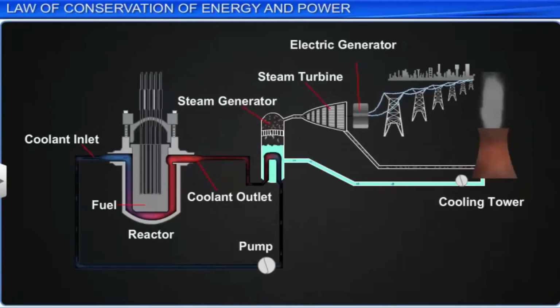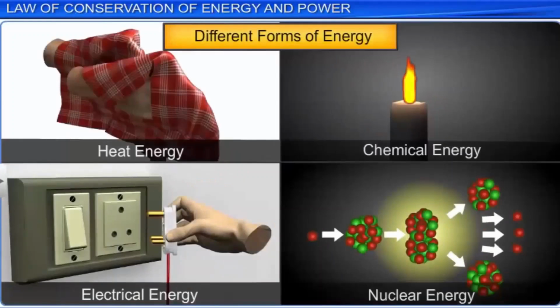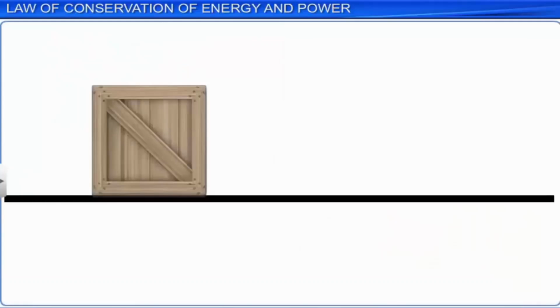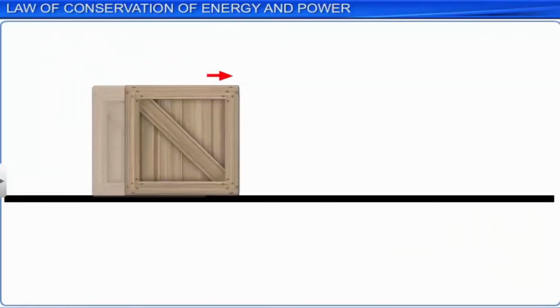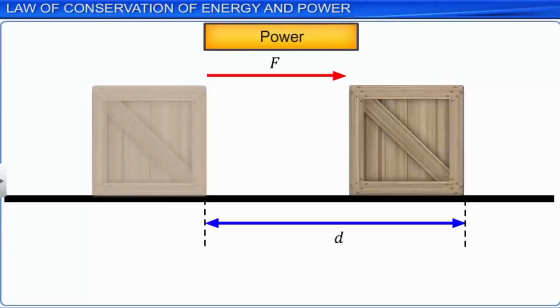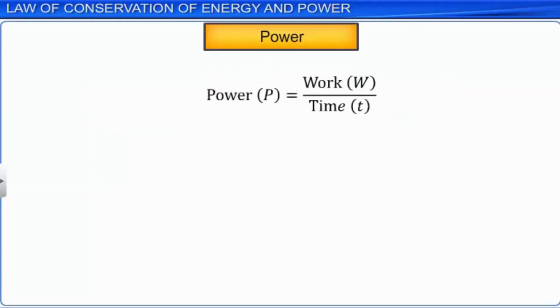Different forms of energy are used to do work. Earlier, we learnt that work is said to be done when a force F acting on a body displaces the body through d in the direction of the force. When work is done, energy is transferred. The rate at which work is done or energy is transferred is called power. Thus, power P is equal to work done W by time t.